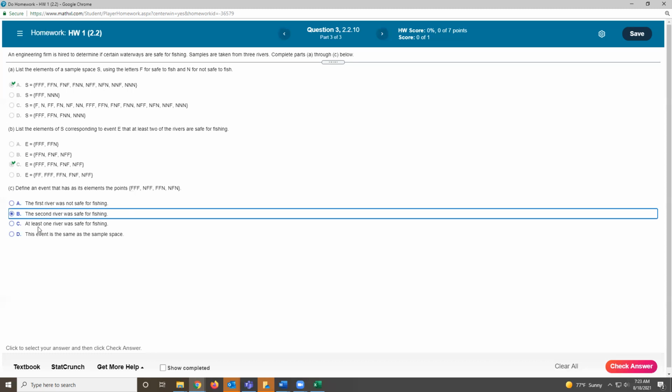At least one river was safe for fishing. So now if you look at all these points, they do meet the condition that at least one river is safe for fishing. Here 3, here 2, here 2, here 1. So all of them have at least one F. But there are other points also that have at least one F. So for example, FNN, and that is not present here. So remember, whatever event you're considering, you need to list all the points that satisfy that condition. That's why C is also out. And D says the event is the same as the sample space, which obviously is not correct because the sample space has 8 elements and this event is only 4.